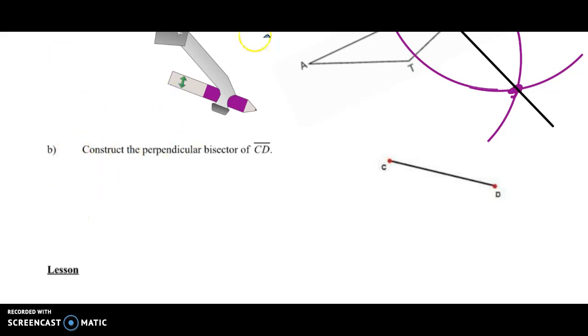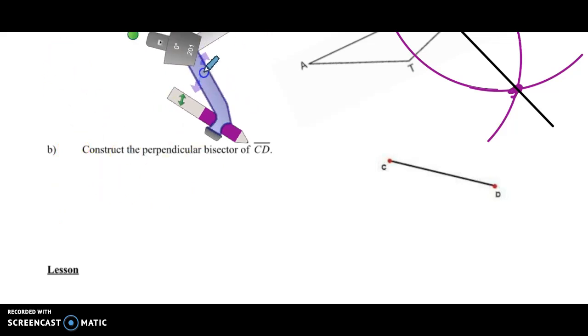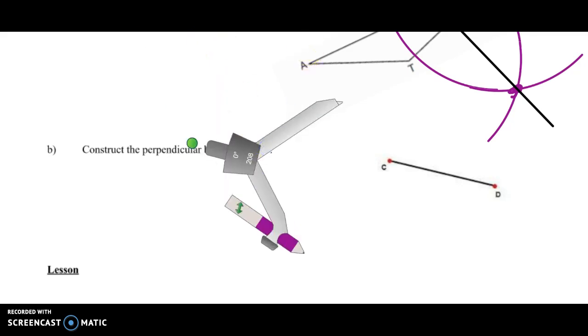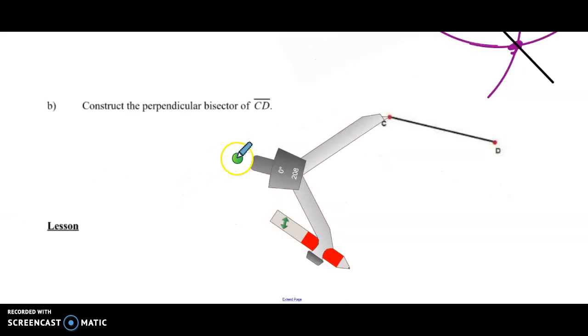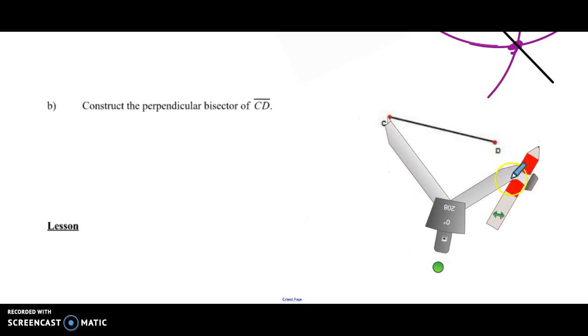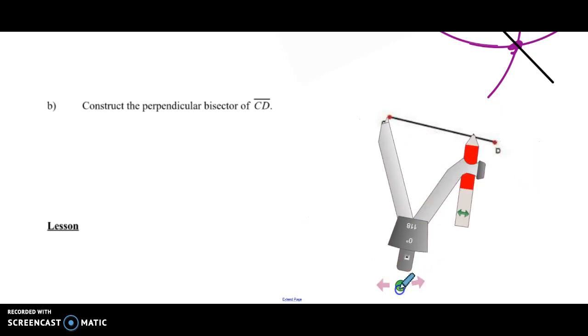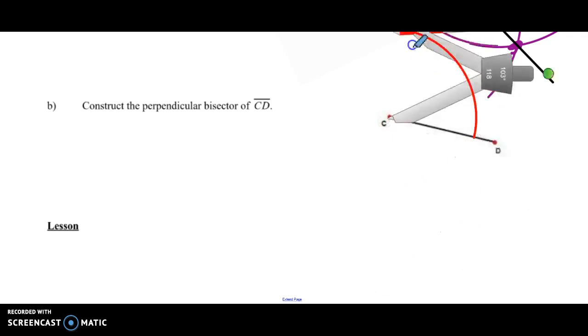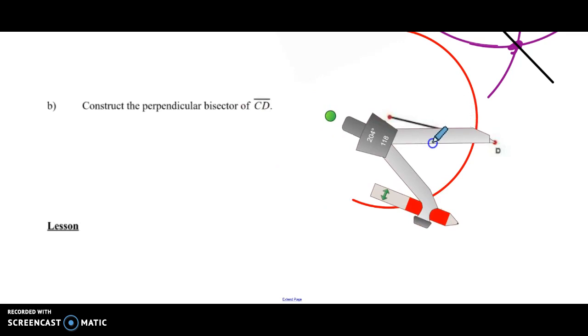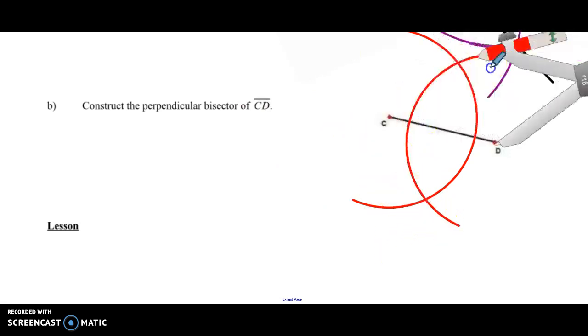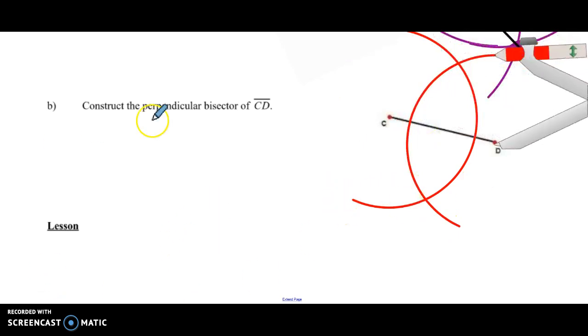So we're going to do this one more time. Take your compass. Put it on one endpoint. Open it more than halfway, but not longer than the segment. Make an arc that intersects above and below the line. Transfer your compass to the other endpoint, again without adjusting the opening of your compass, and make another arc of the same radius.